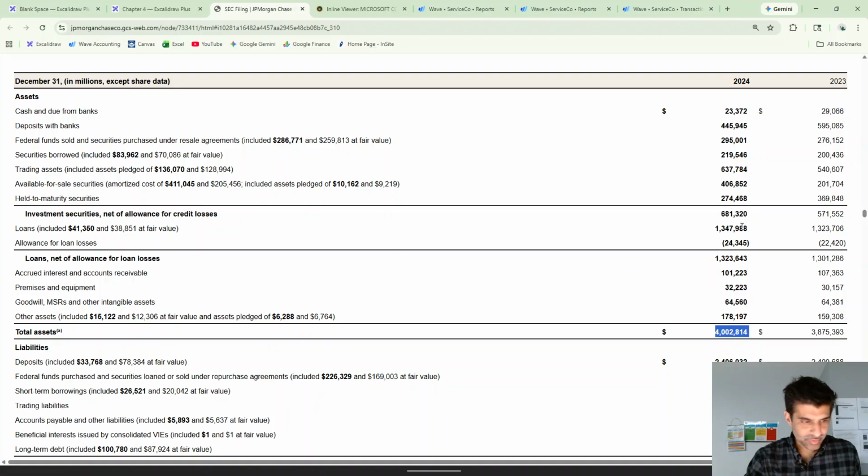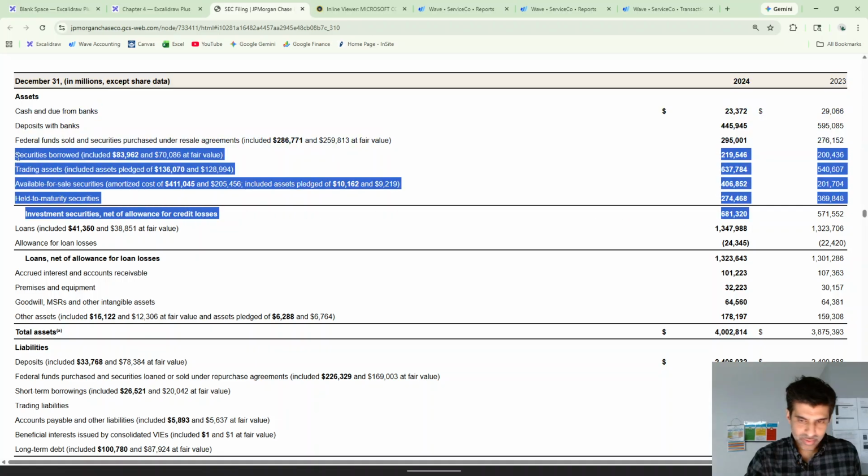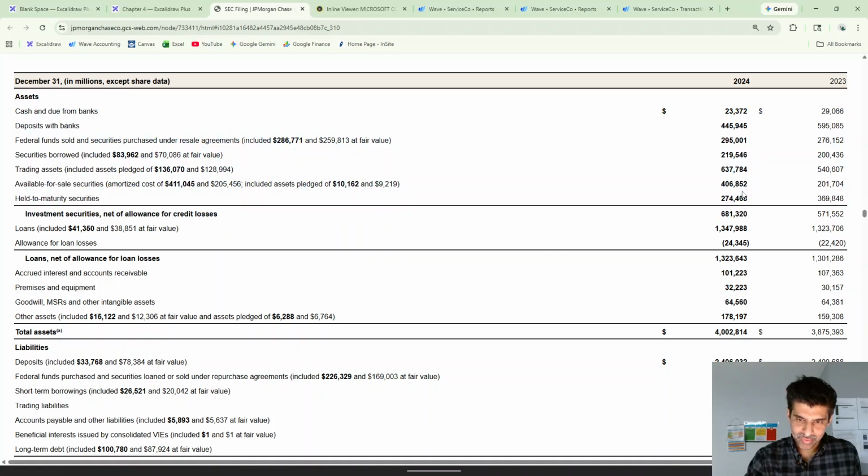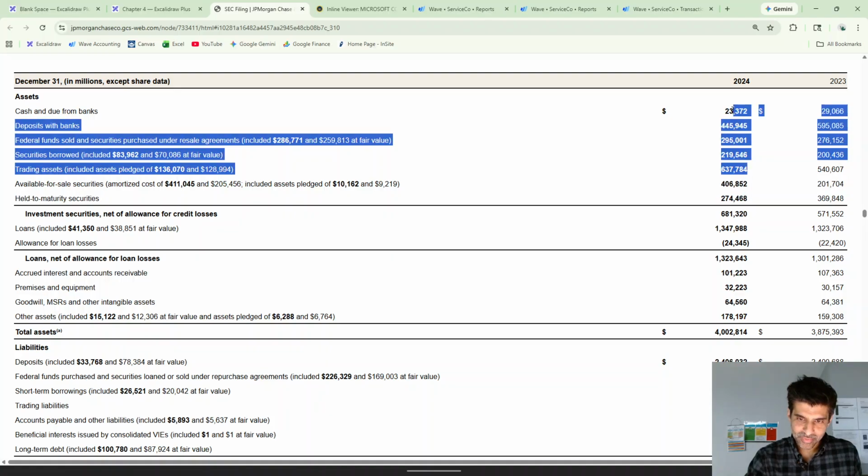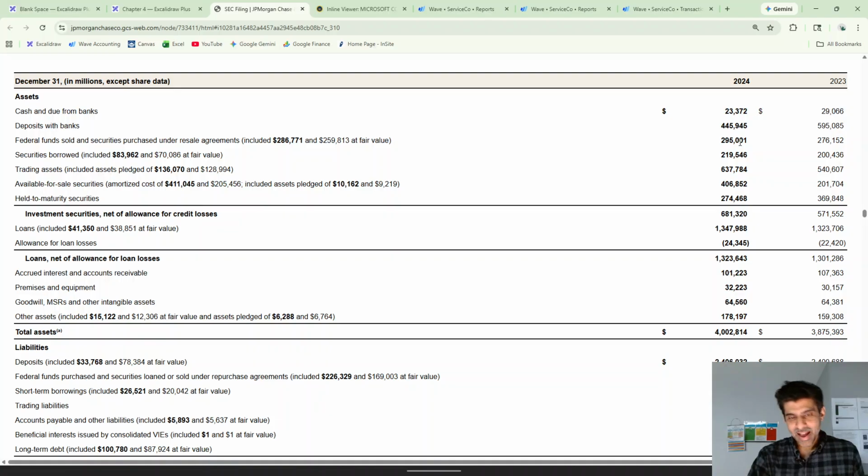Actually, hold on, how are they doing this? So this is investments. Yeah, but this is not the total of all of this. So I think this 681 is only the sum of these two, and then all this other stuff is separate. I would be a little critical of this. It's a little hard to read. It's unclear how they've arranged this. But in any case, this is a trillion. 4 trillion in assets.